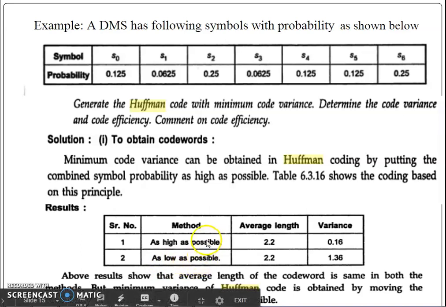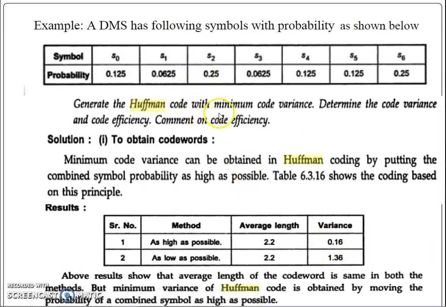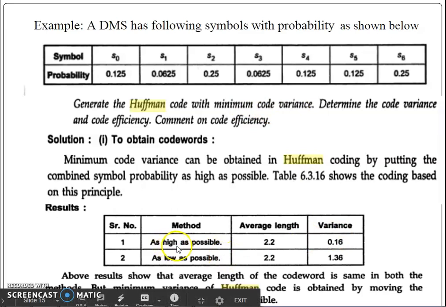In this table you can see that even if you go for these two methods, the average code word length is the same, but the variance value is different. Here in method 1, that means as high as possible, the variance value is less. As in the numerical they have asked for the Huffman code with the minimum code variance, we will prefer method 1, which is called as high as possible.